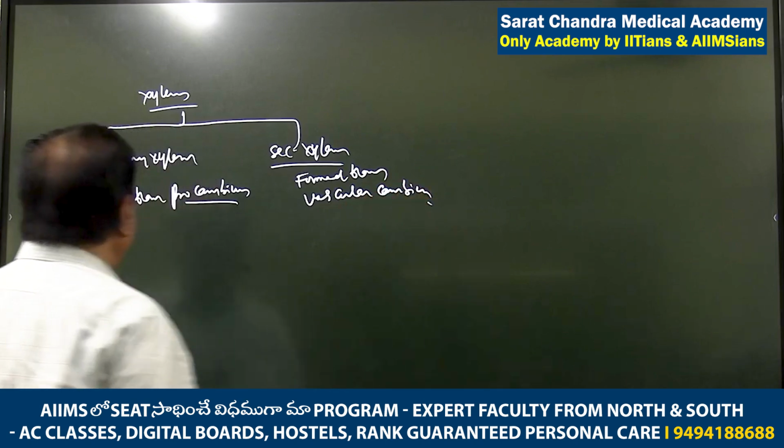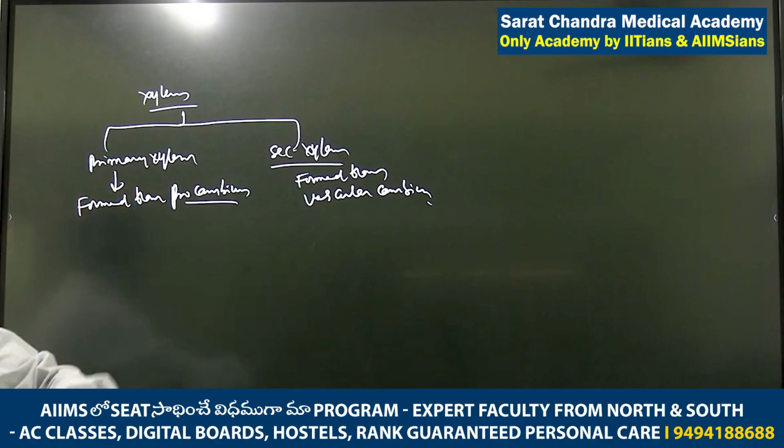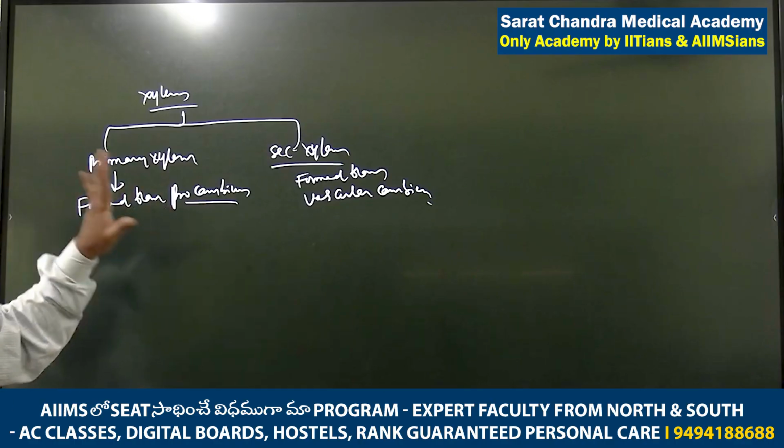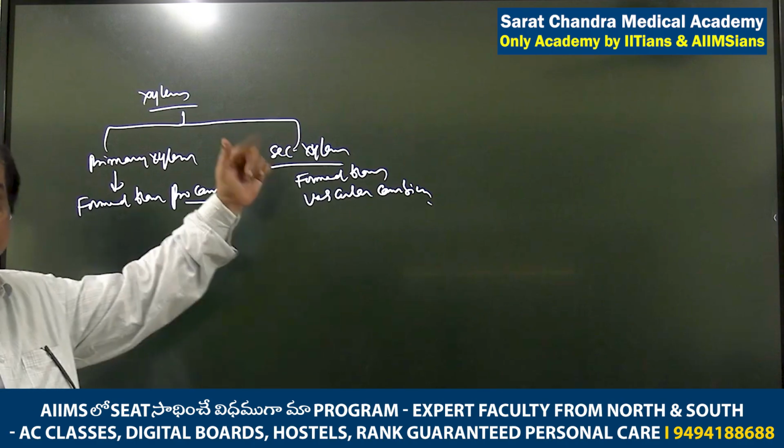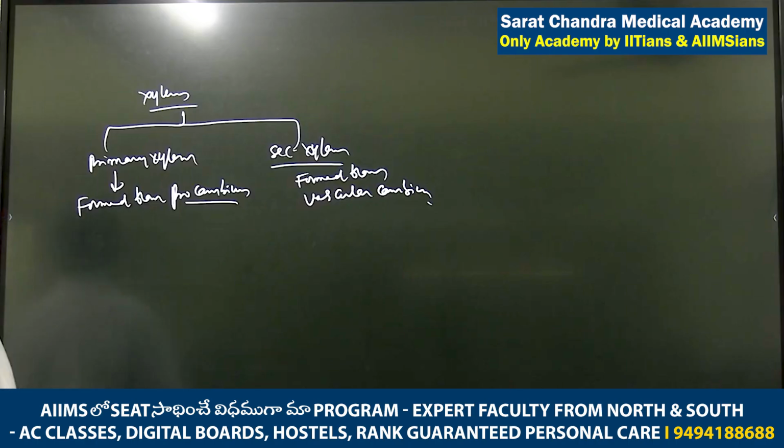So you have to remember either primary xylem or primary phloem. Primary xylem and primary phloem both are formed from procambium. Secondary xylem and secondary phloem both are formed from vascular cambium. Vascular cambium is formed by both interfascicular cambium and intrafascicular cambium. Intrafascicular cambium is primary or secondary? Primary. Interfascicular cambium, secondary.